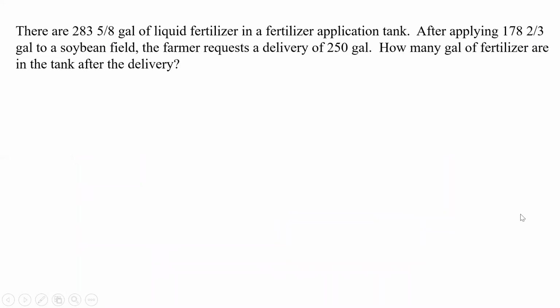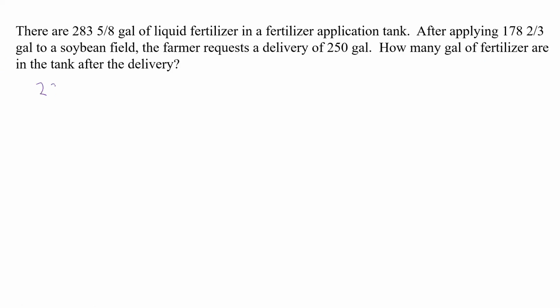Here it goes. There are 283 and 5/8 gallons of liquid fertilizer in a fertilizer application tank. After applying 178 and 2/3 gallon to a soybean field, the farmer requested delivery of 250 gallons. How many gallons of fertilizer are in the tank after the delivery? So here we're going to have so much to start with. We're going to apply some, so we're going to subtract that number. And then he's going to get a delivery of 250, so we're going to have to add that number. So we're going to have a subtraction followed by an addition.